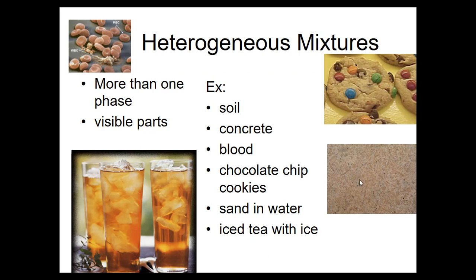Here, the visible parts in this sand are not as obvious, but you could take those little black specks out of the sand if you're very patient, probably with tweezers. So it has visible parts. And up here, it would not be as obvious to your eyes, but this is blood. You could actually take out those little red blood cells, so it has more than one phase. The red blood cells are made up differently from the plasma in between and then the white blood cells.